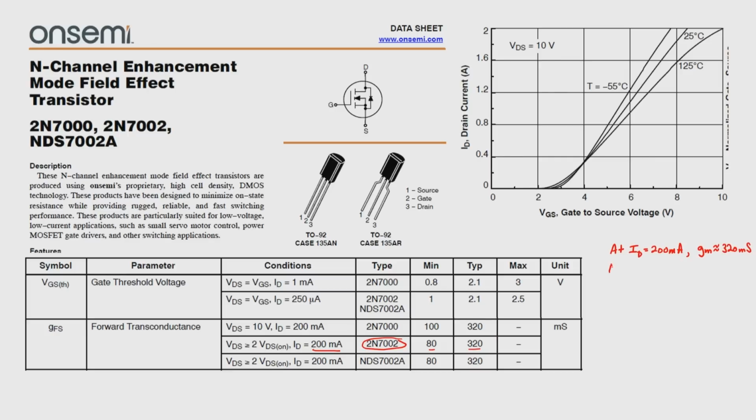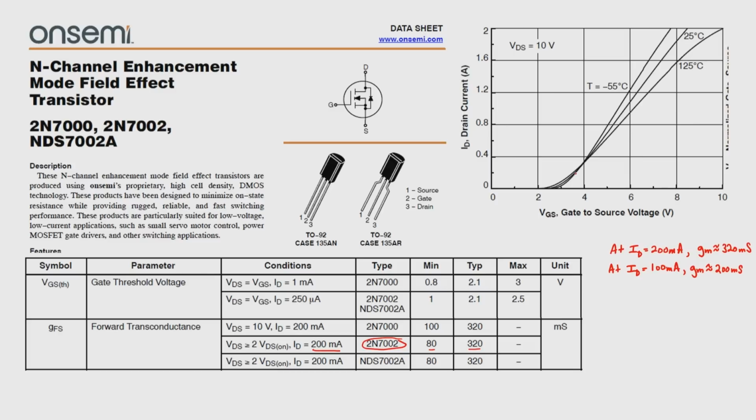In the last problem, we made a guess that if our drain current is 100 milliamps, then the transconductance drops to about 200 millisiemens. In the next problem, we're going to drop the drain current all the way down to 10 milliamps, so we need to come up with a new estimate here.